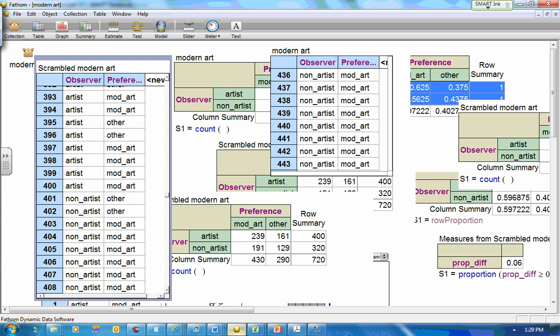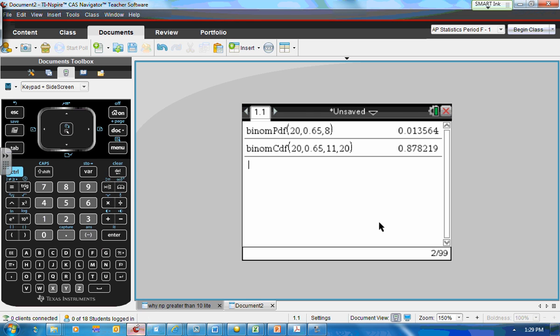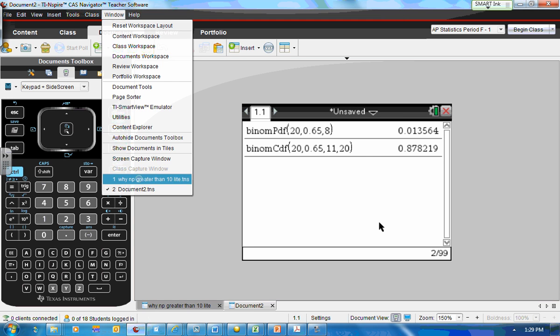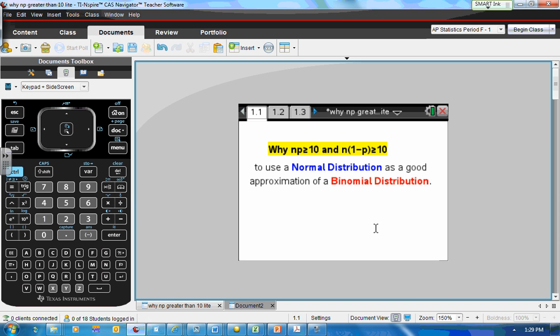Let me flip into one that we looked at in class earlier. So why does that condition, that the number of successes and the number of failures have to be at least 10, matter in order to use a normal distribution to model binomial data?